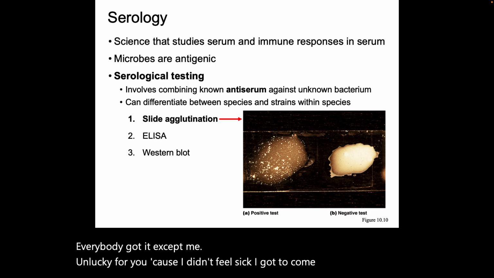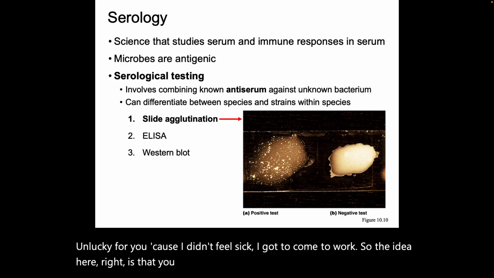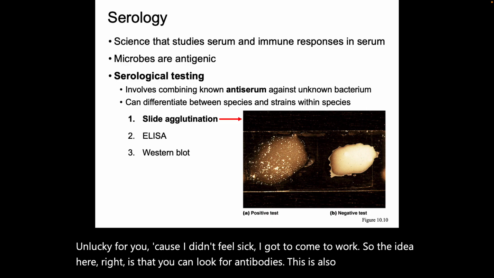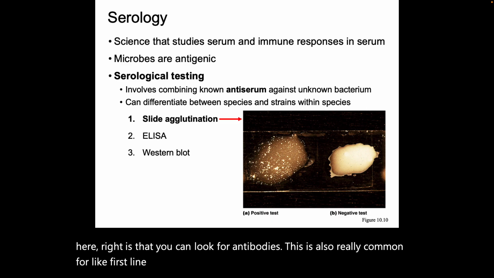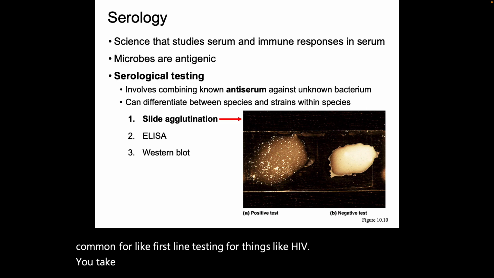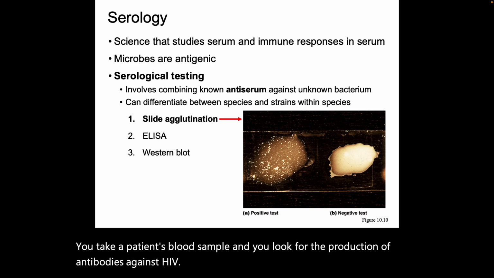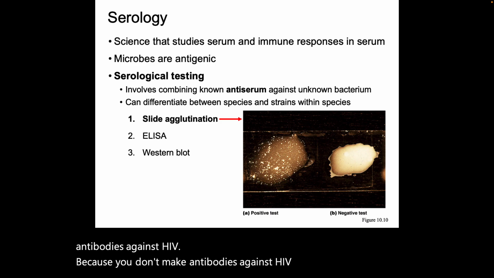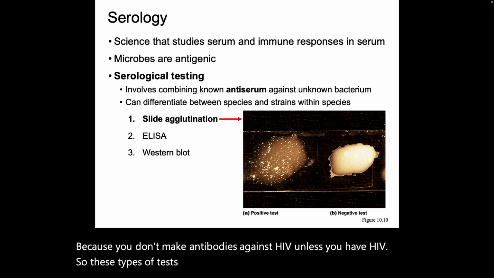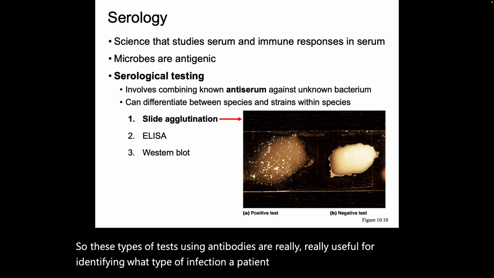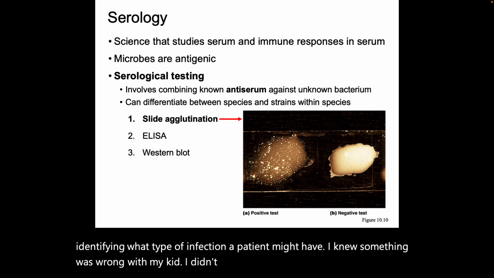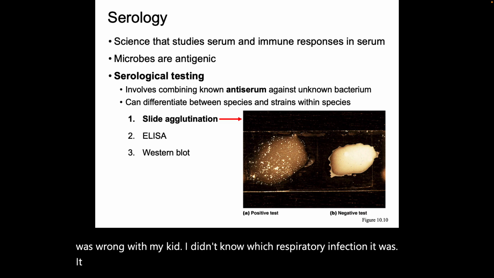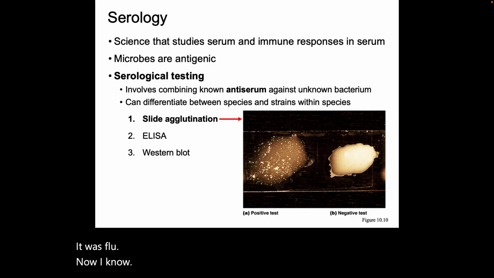So the idea here, right, is that you can look for antibodies. This is also really common for first-line testing for things like HIV. You take a patient's blood sample and you look for the production of antibodies against HIV, because you don't make antibodies against HIV unless you have HIV. So these types of tests using antibodies are really useful for identifying what type of infection a patient might have. I knew something was wrong with my kid. I didn't know which respiratory infection it was. It was flu. Now I know. Okay, so that's how those tests work.